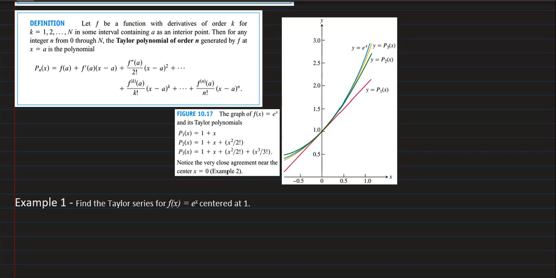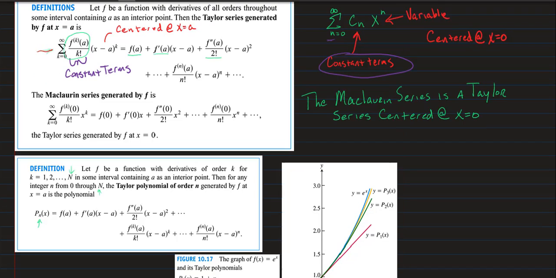If we let f be a function with derivatives of order k for k equals 1 through some finite number n, in some interval containing a as an interior point, then for any integer n from 0 up to that upper bound n, the Taylor polynomial of order n generated by f at x equals a is a polynomial. And we use a subscript of n here on the Taylor polynomial to determine where we stopped. What's the highest power we're going to go to for x? The series goes from 0 to infinity, but the polynomial has a stopping point. It's going to be a finite number of terms from the Taylor series.